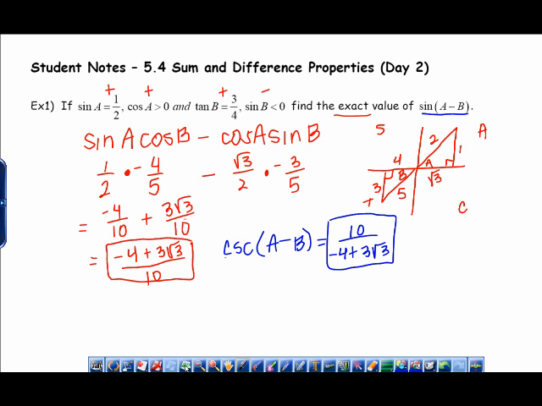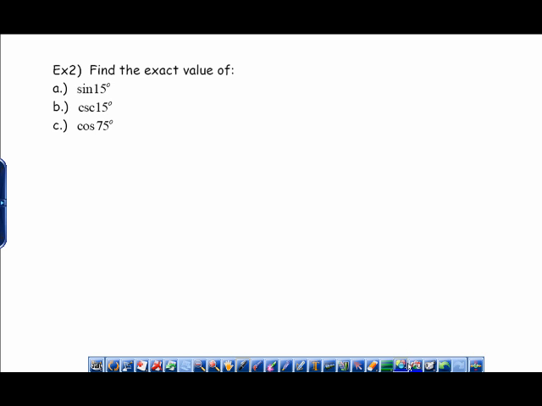Okay, so let's look at example 2. It says find the exact value of, and first it says sine of 15 degrees. Now, we do not have a special right triangle that has 15 degrees in it, but we do have special right triangles with some things that subtract to get 15. So the whole first part of this problem, let me rewrite sine of 15 degrees. If I can find A, then I can easily find B and C, or I should be able to, using properties and identities and things like that.